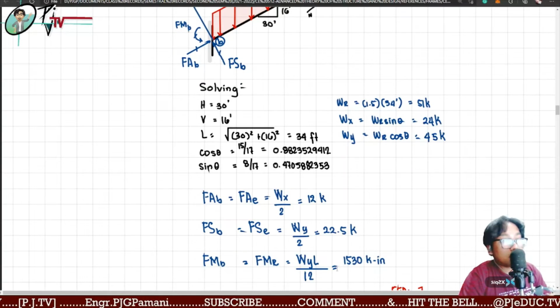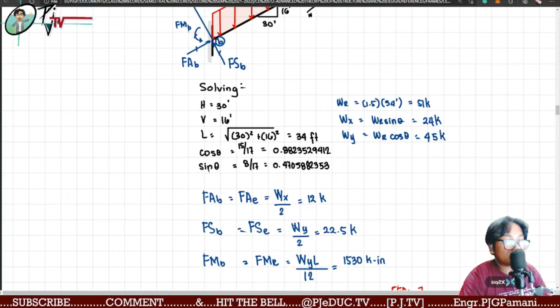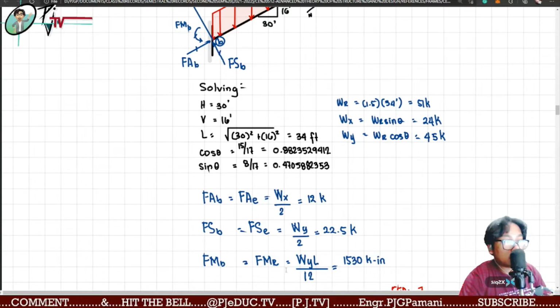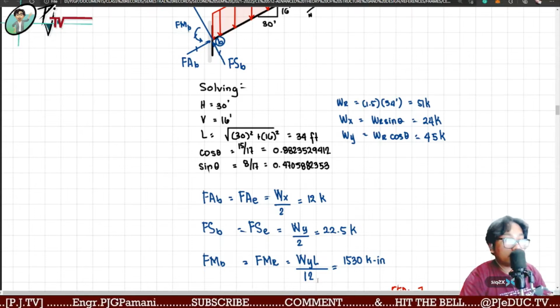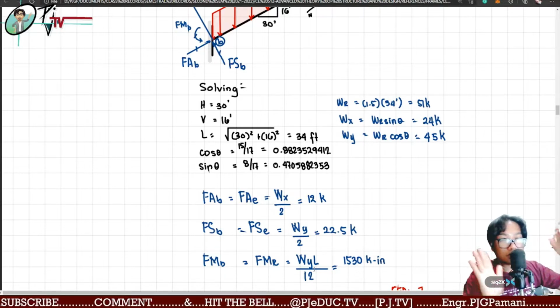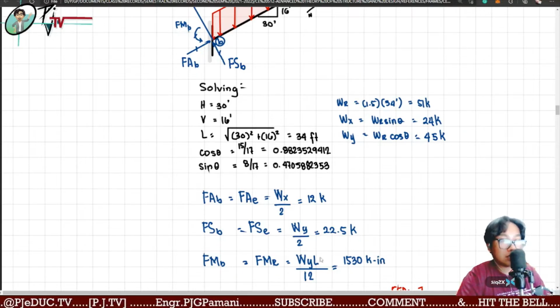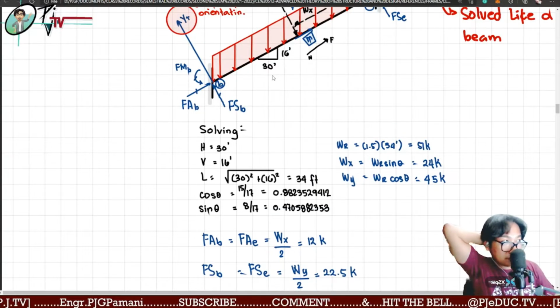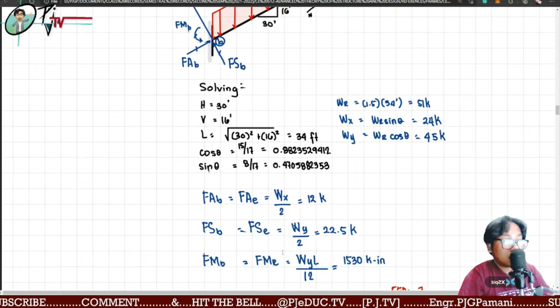Then, the moment. The moment is based on the Y component. WY times the length of the member divided by 12. Parang simpleng beam lang, on fixed end supports. So that is WY times L over 12, giving us 1530 kip-inches. So parehas yung point B at point E na moments dahil uniform naman siya. So okay lang yan.